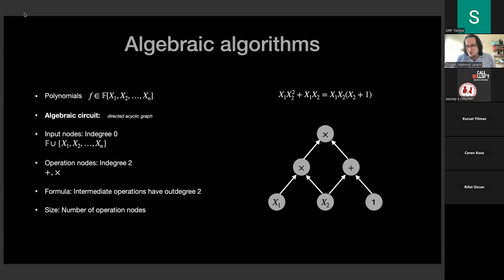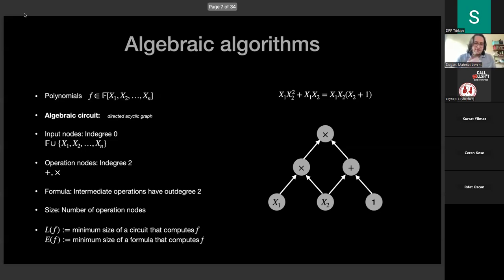We define the size of an algebraic circuit as the number of operation nodes. So forget about the bottom and all the remaining nodes. We define the circuit size of a polynomial as the minimum possible size of a circuit that computes the polynomial, and the formula size as the minimum size of a formula that computes the polynomial. So the question is, let's say you have a concrete polynomial in your hand, how big is its circuit size or formula size? This naturally leads to two complexity classes, VF and VP.